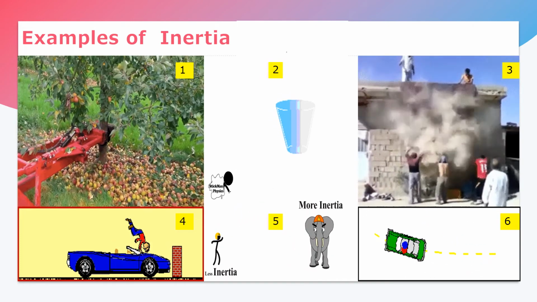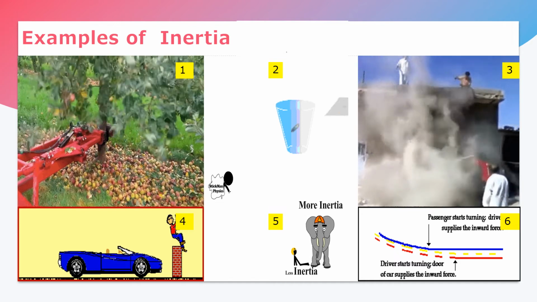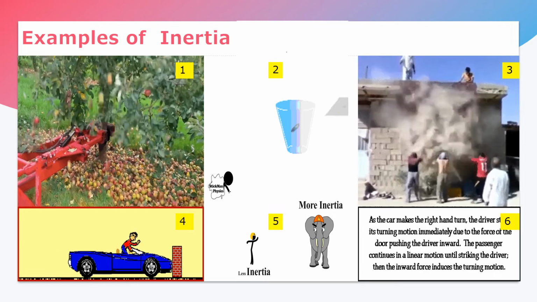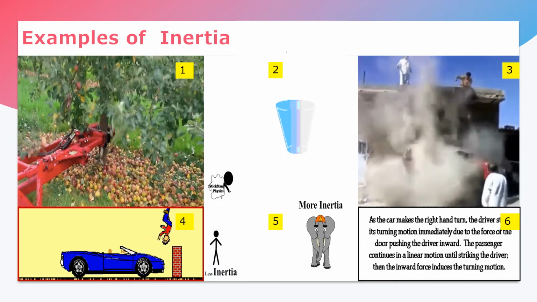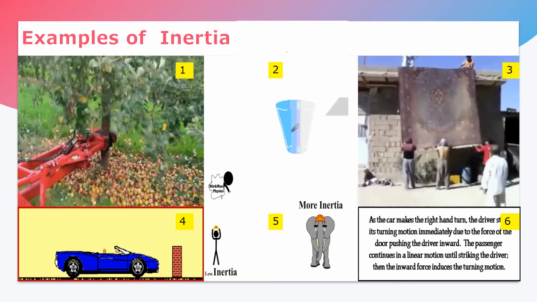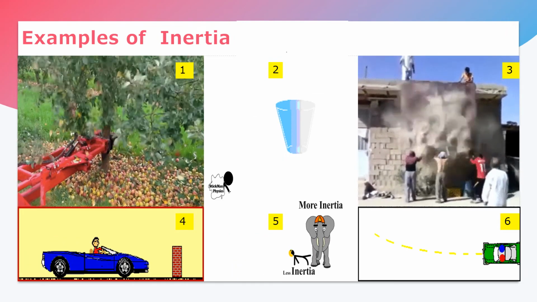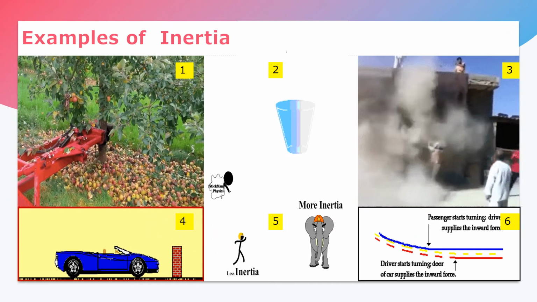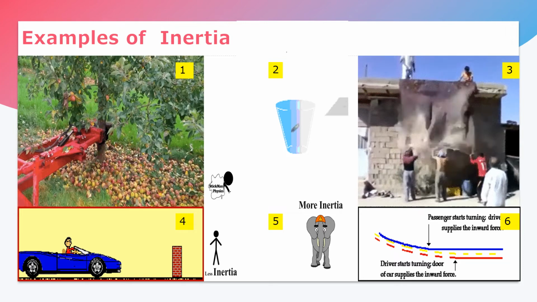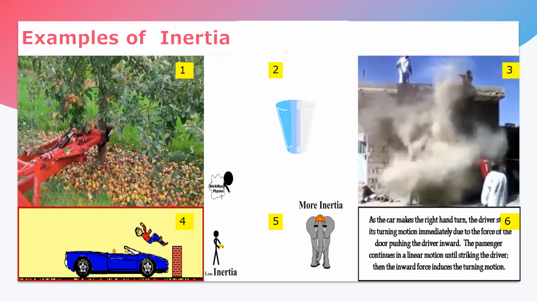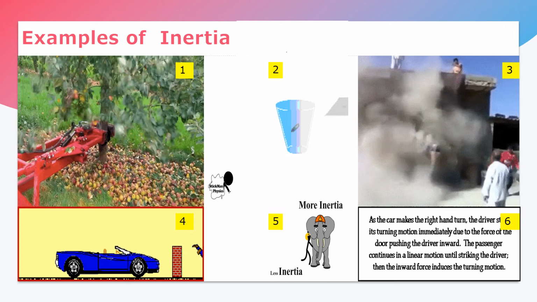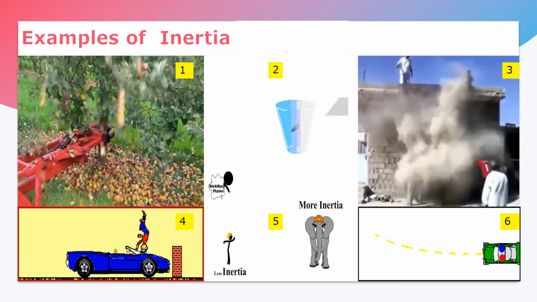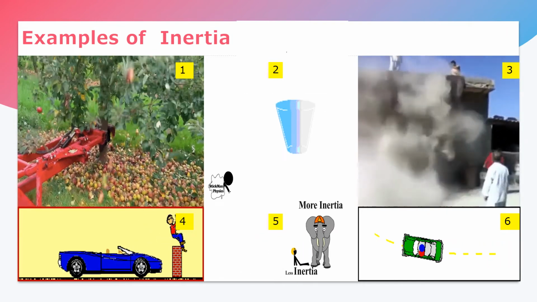Let's see some more examples of inertia. In the first picture, you can see the apples are falling down when we shake the tree. The tree and the apples are at rest initially. When we shake the tree, we are exerting an external unbalanced force to it, and as a result, it sets into motion. But the apples, which are initially at rest, will not be receiving this force and have the tendency to continue in the state of rest due to inertia of rest. So they are falling down.